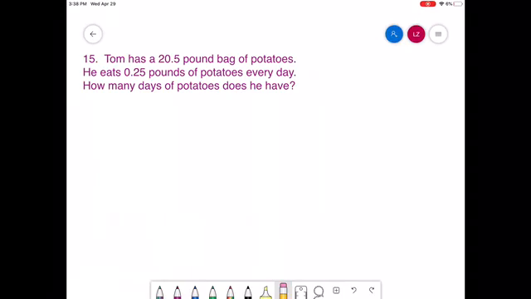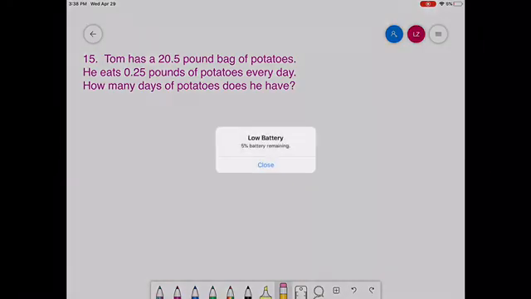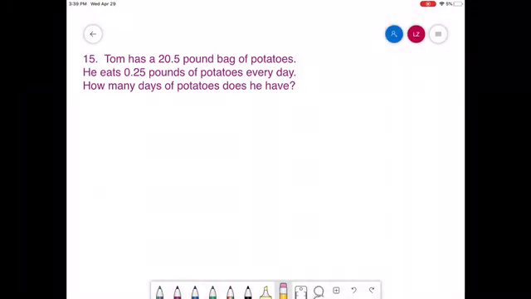All right, last problem, guys. We made it to the end. Problem number 15. Let's read it together. Tom has a 20.5-pound bag of potatoes. He eats 25/100ths of a pound of potatoes every day. How many days of potatoes does he have?